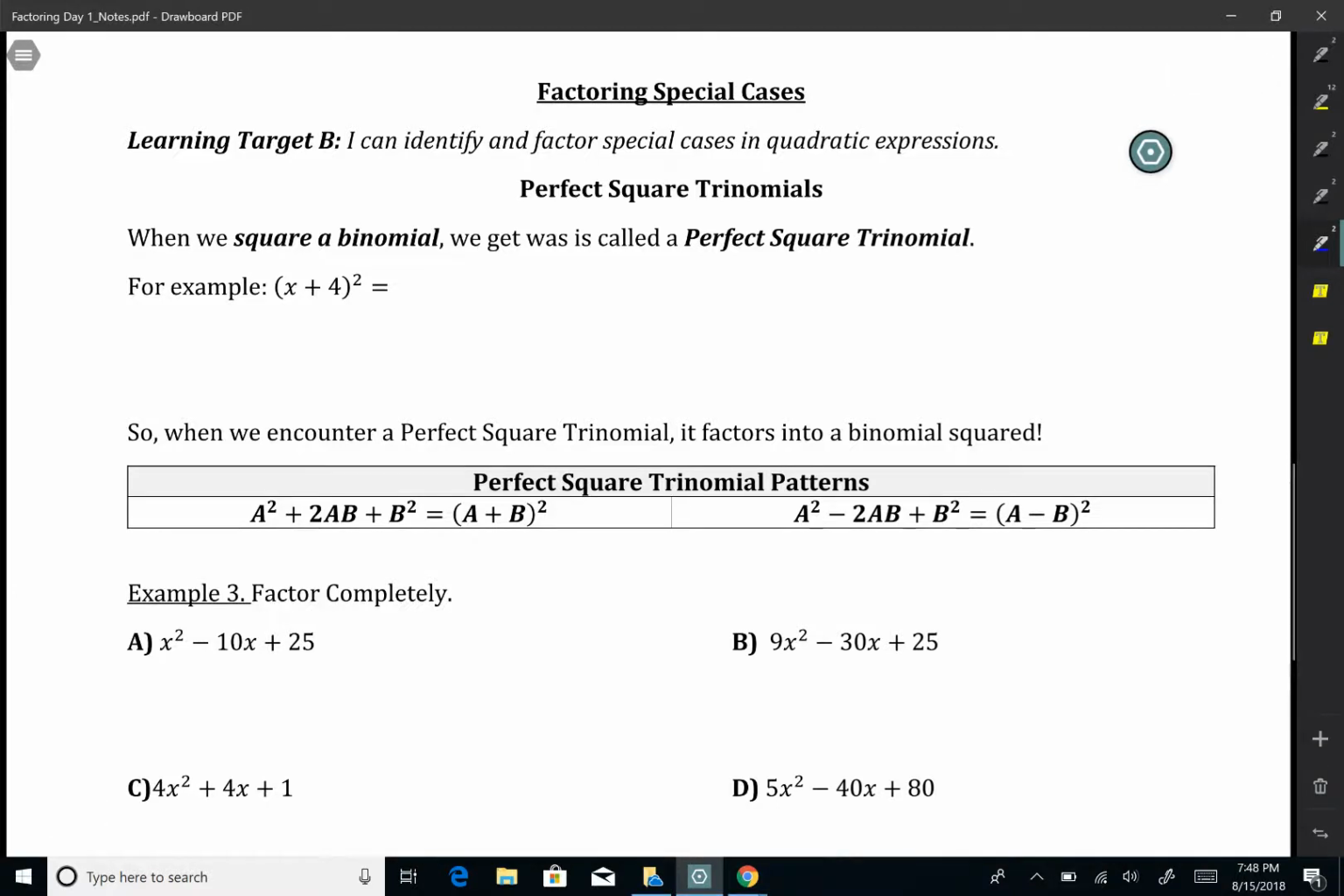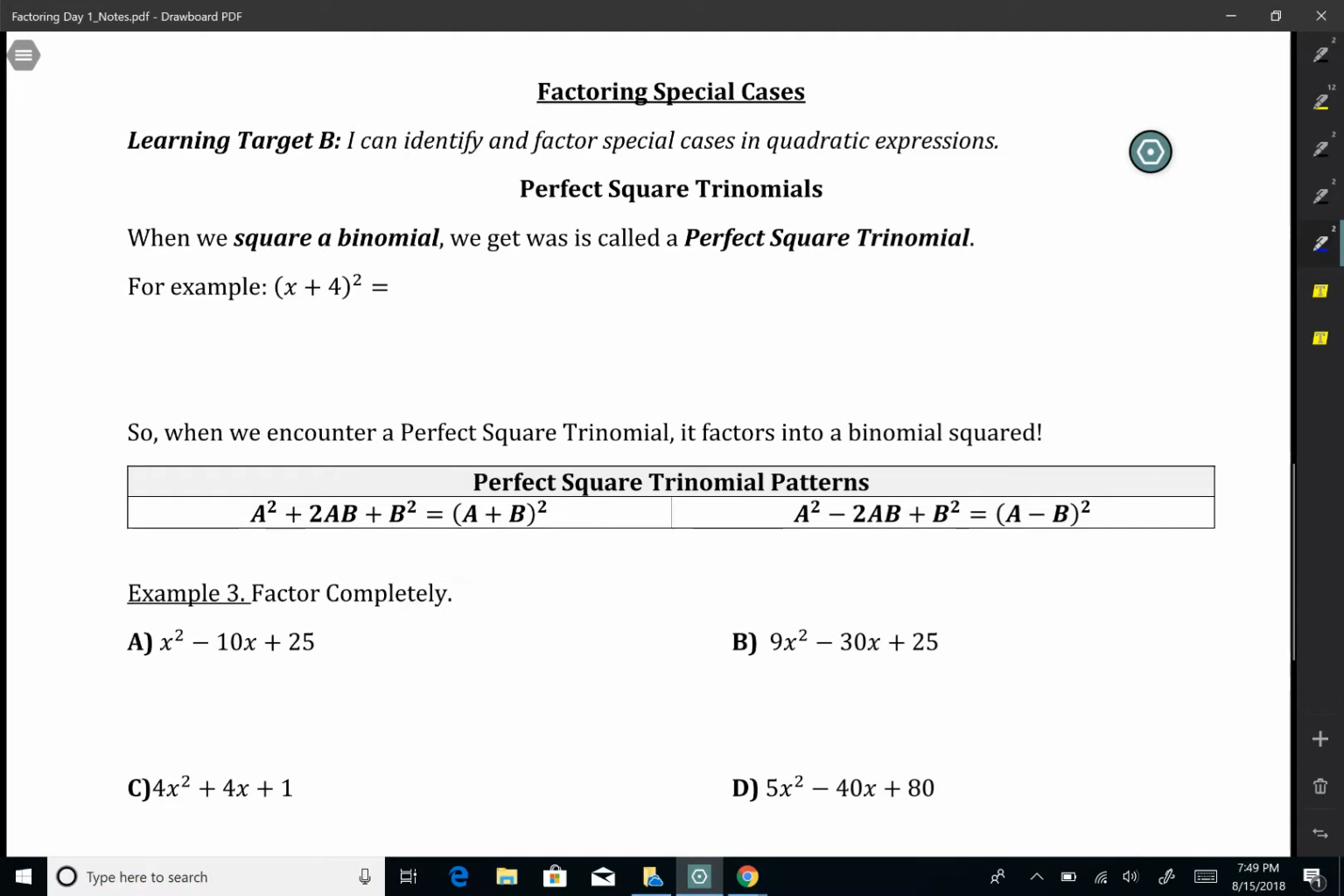Hi guys, we're back with our second learning target, which is learning target B. I can identify and factor special cases in quadratic expressions. So one great thing about some of the times when we're factoring is if we can identify the expression as a special case, we have patterns that help us factor them more easily.